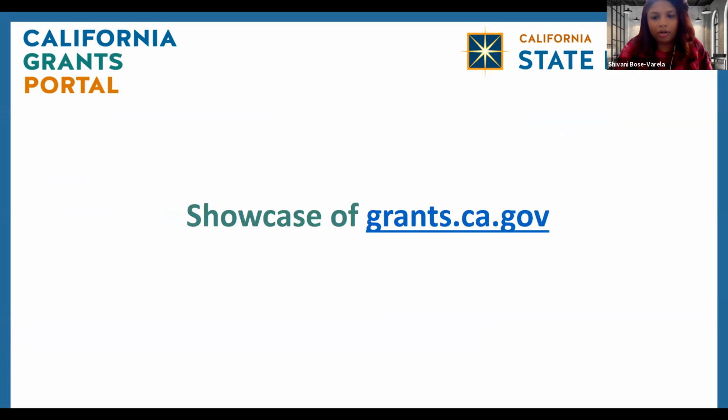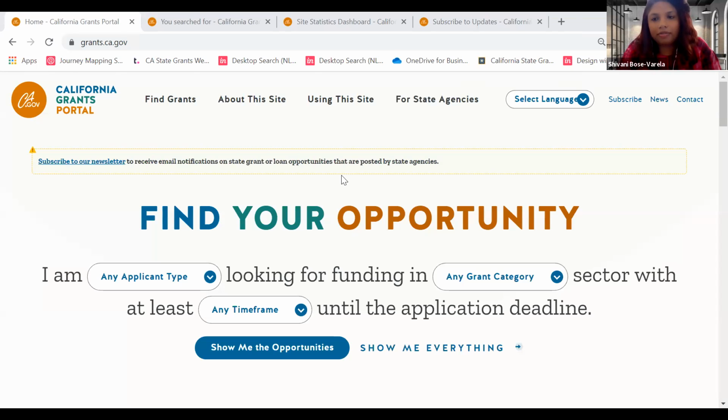So let's jump over to the actual portal. Let me share my screen with the portal. So the website for the portal is grants.ca.gov. So pretty close to grants.gov, which is the federal portal. So this is grants.ca.gov.